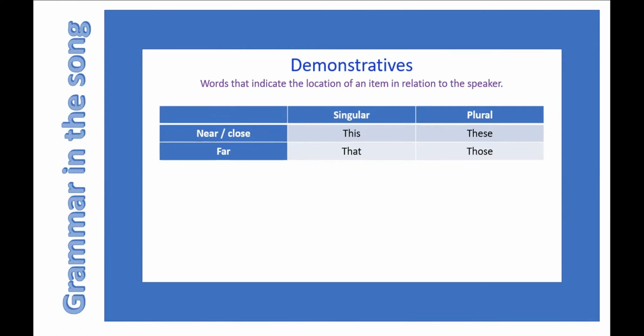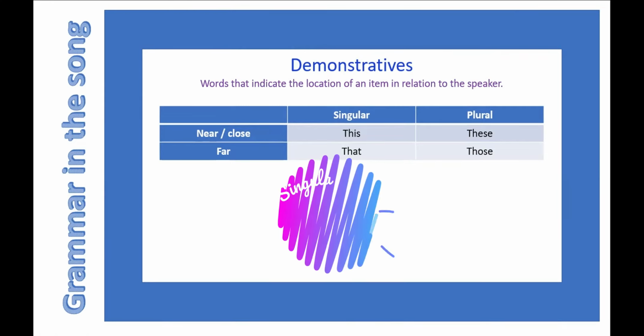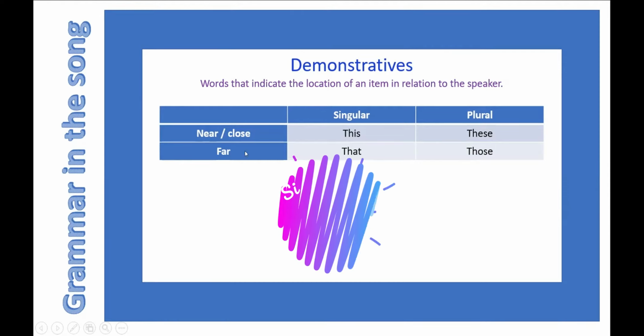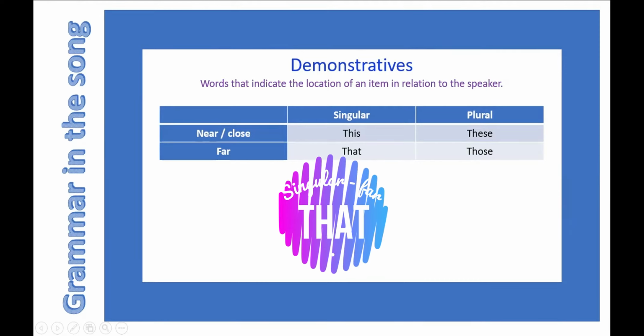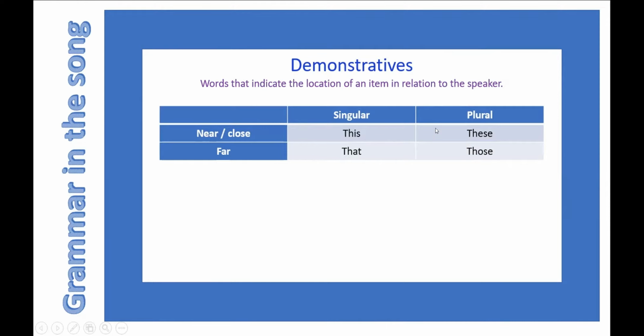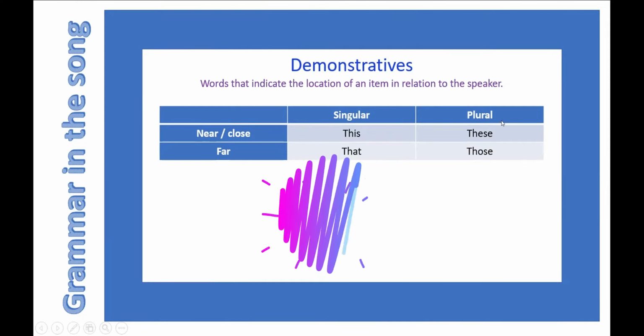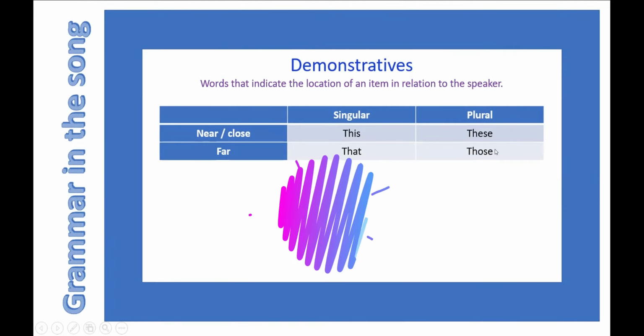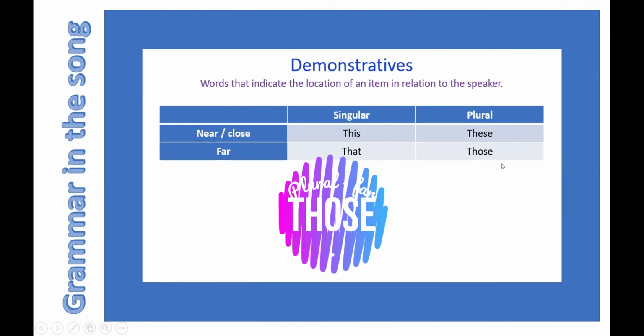When the object is singular and near to the speaker, we use this. When it is singular and is located far away from the speaker, we use that. In the case of plurals, when it is close to the speaker, we use these, and when it is far from the speaker, we use those.